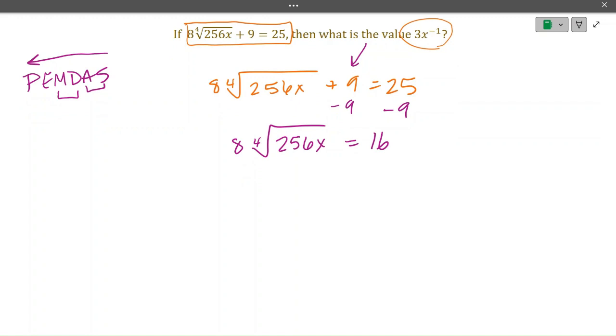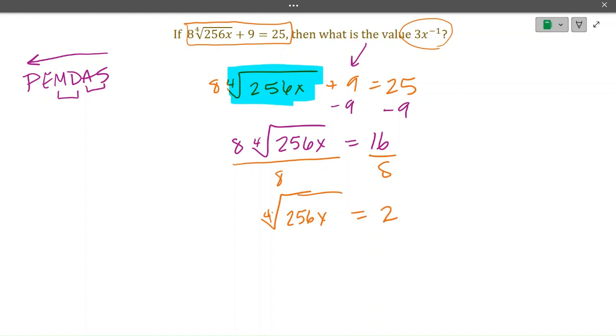I'm going to divide by 8. Remember, as our first step, and I should have said this earlier, we're trying to get the fourth root of 256x by itself because we need to get to that x, and the only way we can do that is by eliminating the root bar. That's why we're trying to get that on its own side. So I'm going to continue dividing by 8 on both sides. When I do that, I have now successfully gotten the fourth root of 256x on its own side, equal to 2.